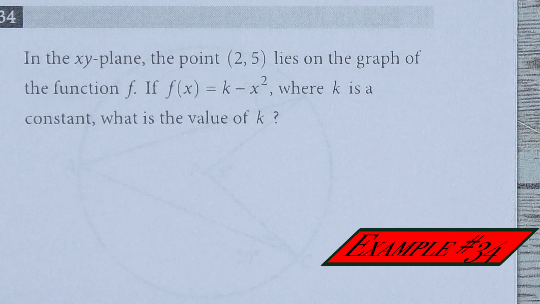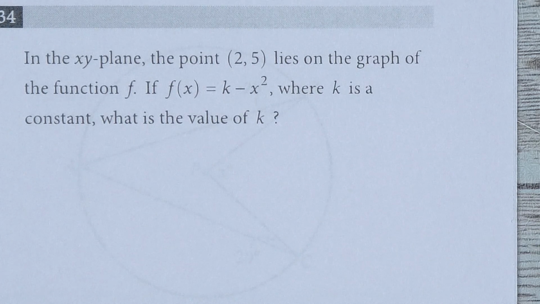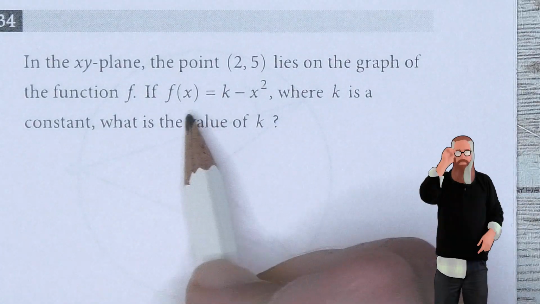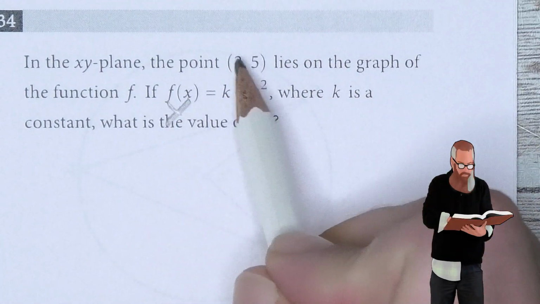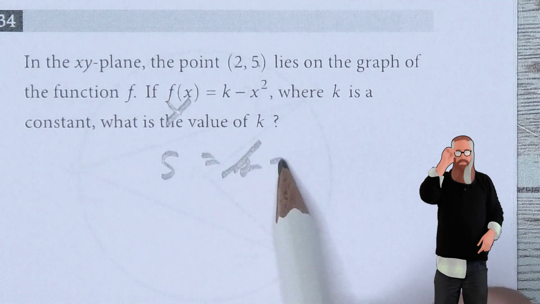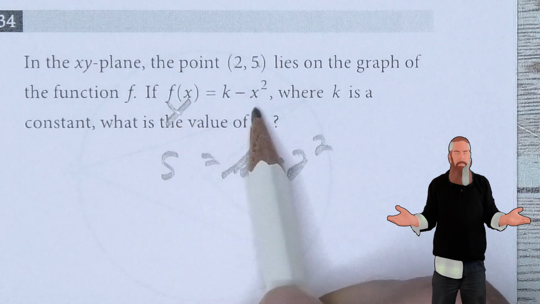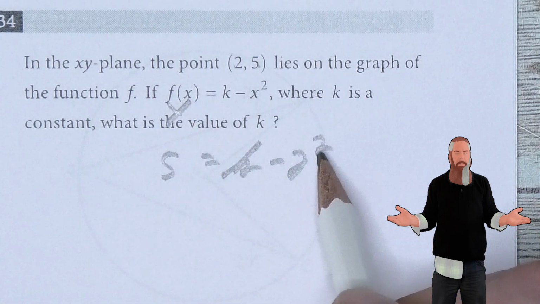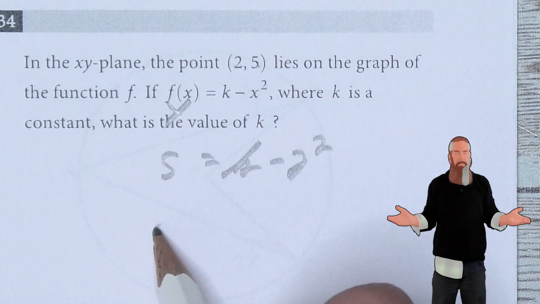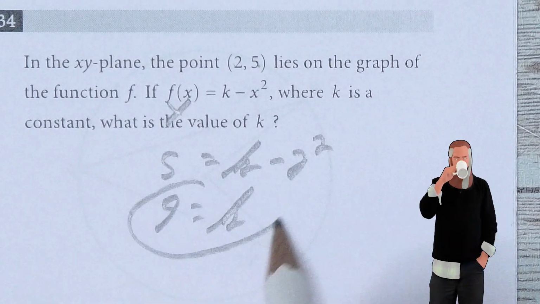In the xy plane, the point (2, 5) lies on the graph of the function f. If f of x is k minus x squared, where k is a constant, what is the value of k? This is really very funny because f of x is y, and we already know what x and y is. I have 5 is equal to k minus 2 squared. From this equation, 2 squared is 4, so I add it to the other side. 5 plus 4 is 9, and that is the value of k.